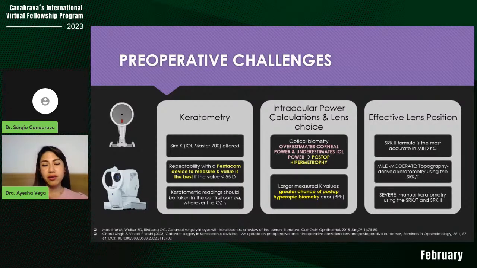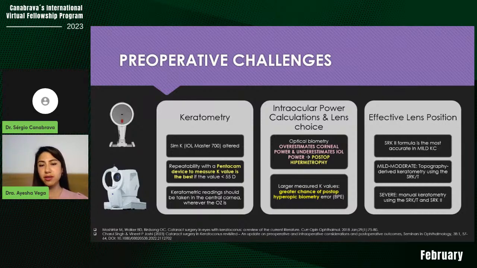The other thing to remember is that optical biometry overestimates corneal power because of the higher axial length in patients with keratoconus, and also underestimates IOL power, resulting in postoperative hyperopia. That is something we need to remember too. And these larger keratometry measures give us greater chances of postoperative hyperopic biometry errors.